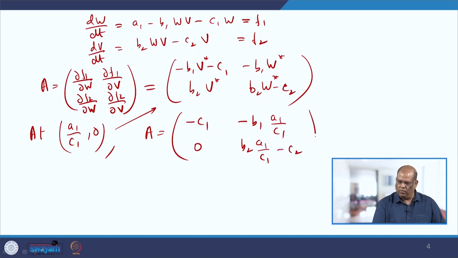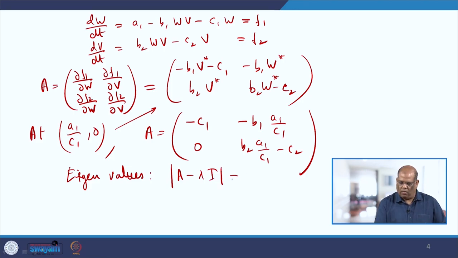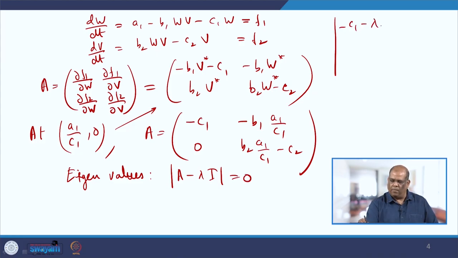If I want to calculate the eigenvalues, which is straightforward, A minus lambda I equal to 0. So I get minus C1 minus lambda, minus B1 A1 by C1, 0, B2 A1 by C1 minus C2 minus lambda, and this determinant equal to 0.